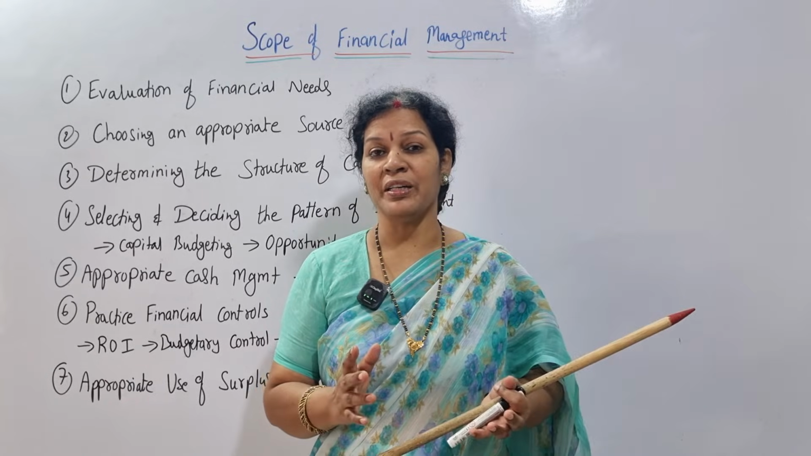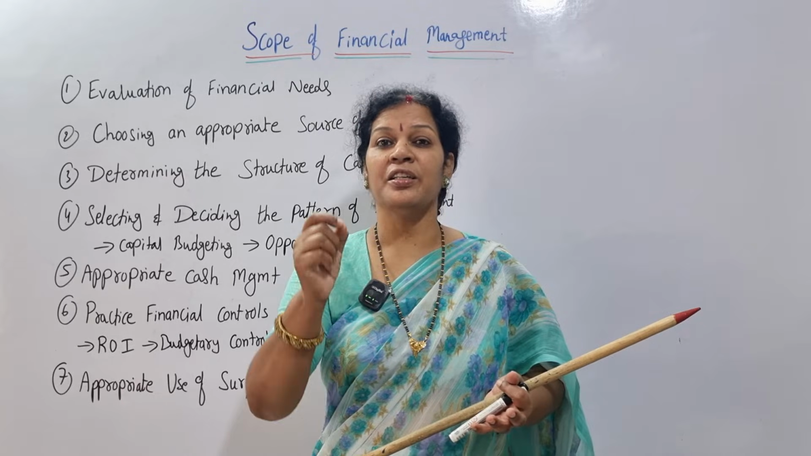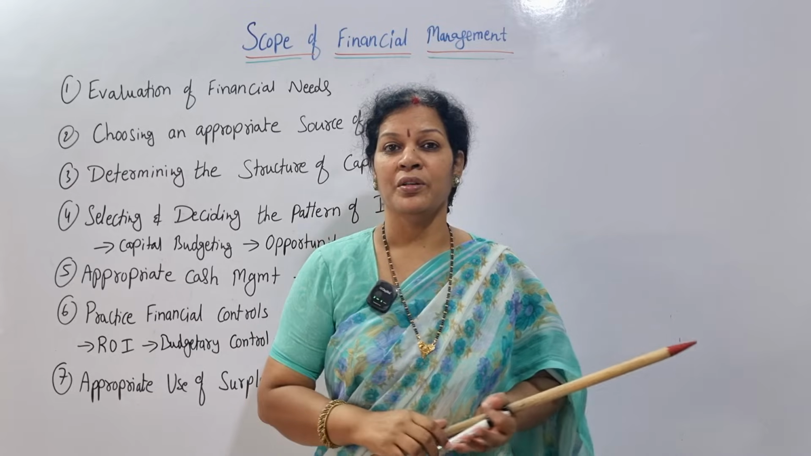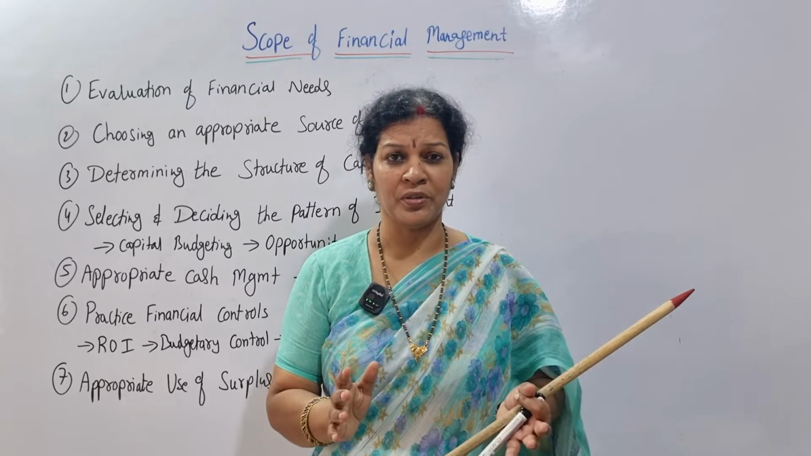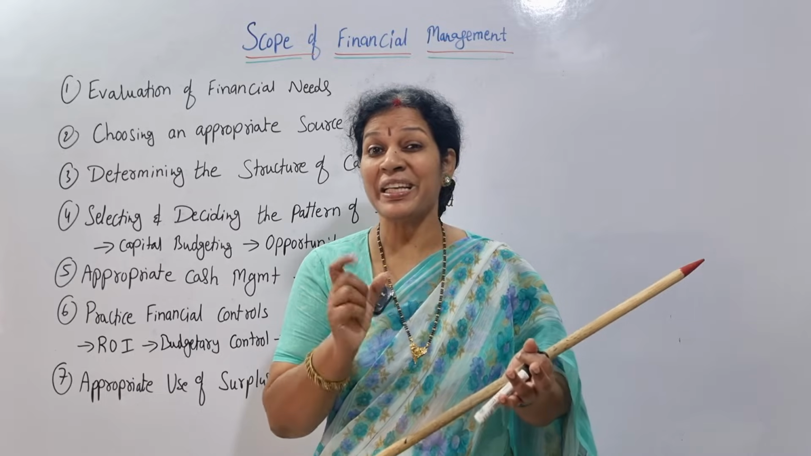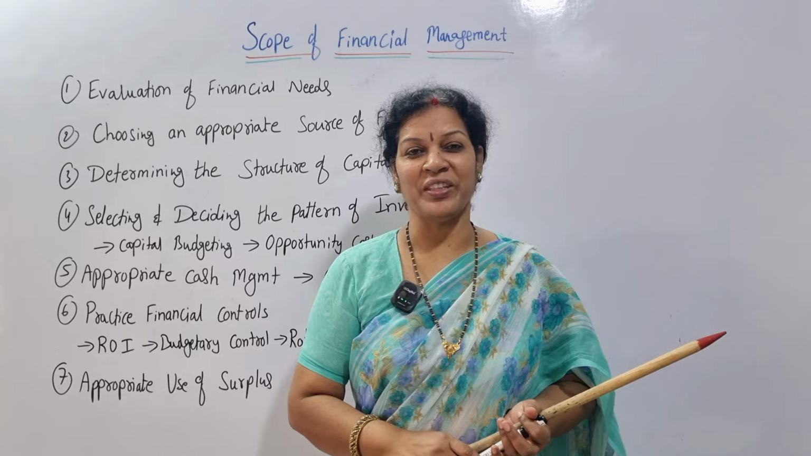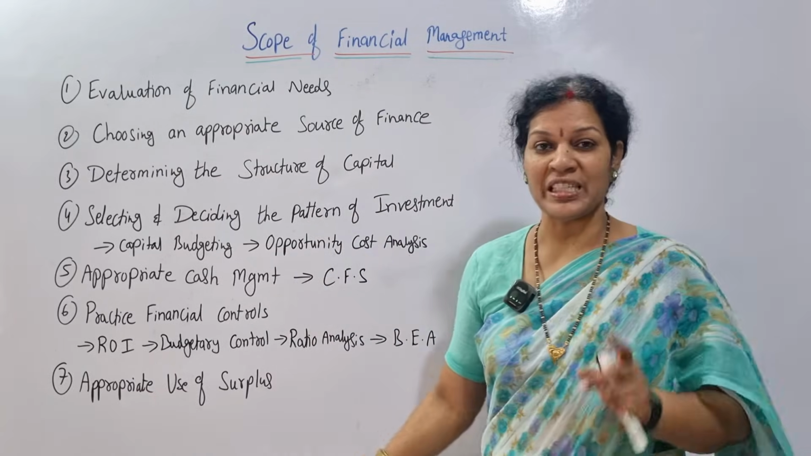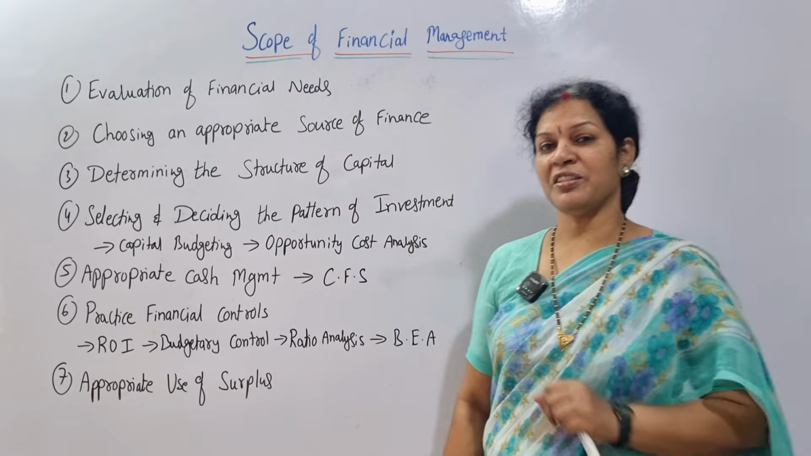Scope means certain areas. If you focus on certain areas, these are the areas we have to concentrate on, focus more on, and be careful about. So those areas we call the scope of financial management. Those areas are divided into a total of 7 points. What are the 7 points?